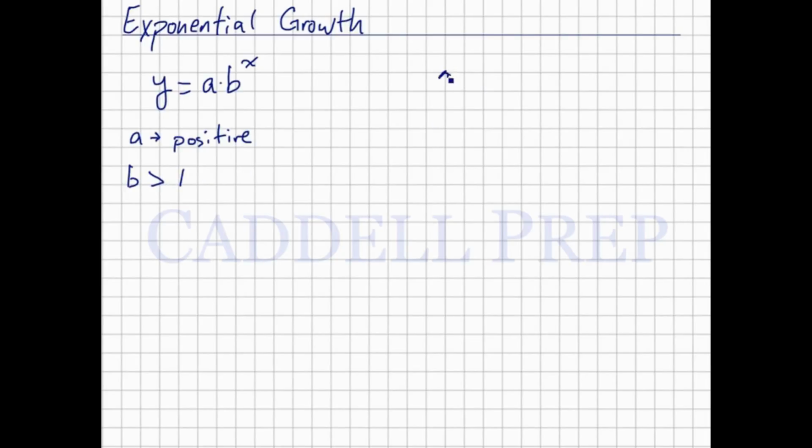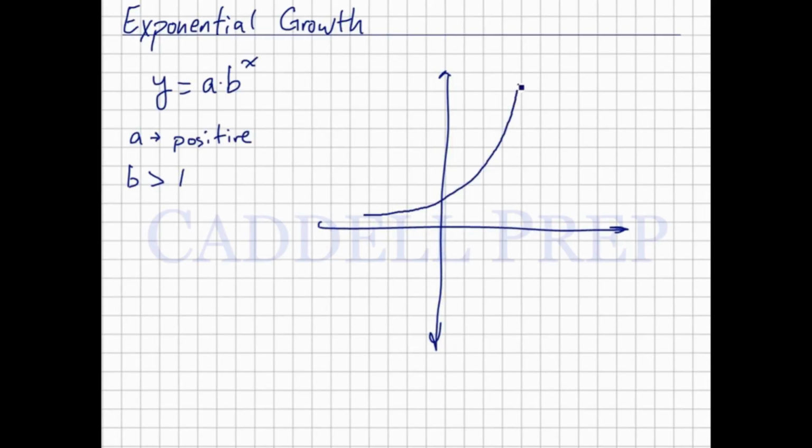So when we look at an exponential growth graph, it's going to follow some type of shape like this, where each point is some factor greater than the next one. So for example, if b is 1.2, and we'll say a is 2, we have y equals 2 times 1.2 to the x. Now let's see what this table looks like.